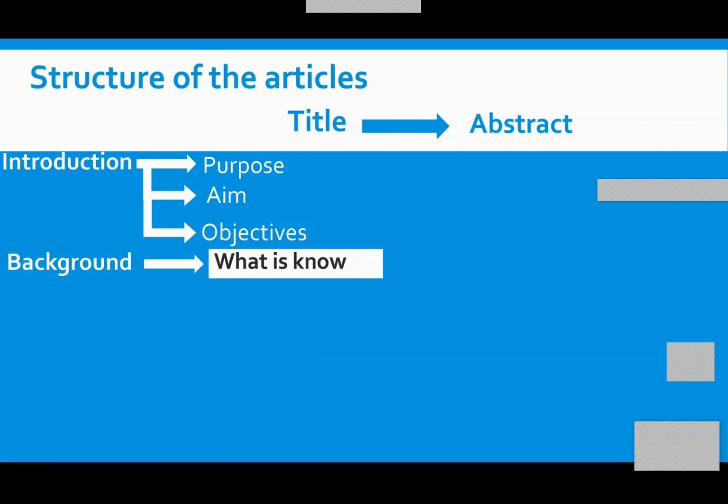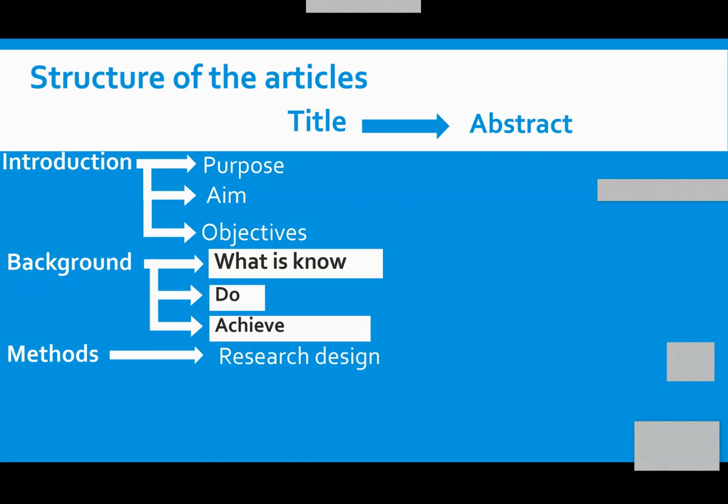The gap is what the researcher will do to fill the gap between the known and the unknown. And the unknown is what the researcher needs to achieve. So you have known, you have unknown, and then the researcher will do something to fill that gap. That is mentioned in the background. And then you go to the method.